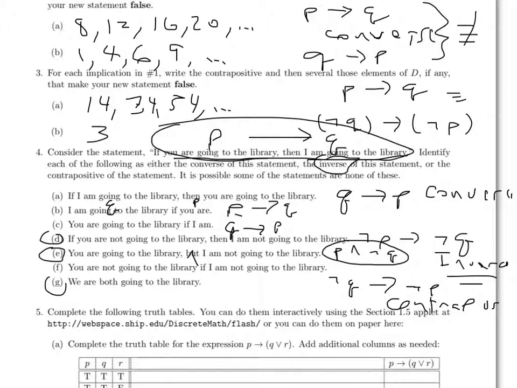And then finally, part G says we are both going to the library. That's just P and Q. And again, that's not an implication, so it's not logically connected to converse, inverse, or contrapositive, and it's not anything.